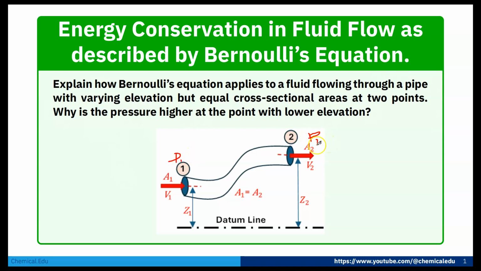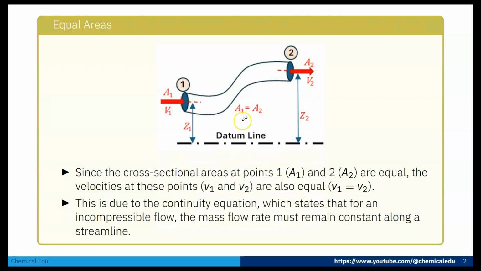So what is the reason? The cross-sectional areas are the same. Okay, so we have to show why the pressure is higher at the point with lower elevation. Since the cross-sectional areas at points 1 and 2, A1 and A2, are equal, the velocities at these points, V1 and V2, are also equal. V1 is equal to V2.